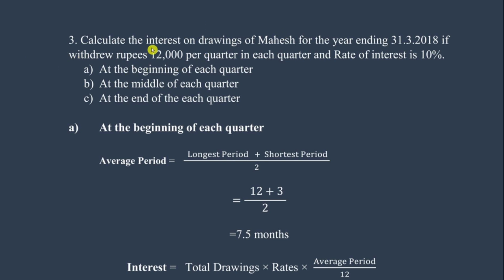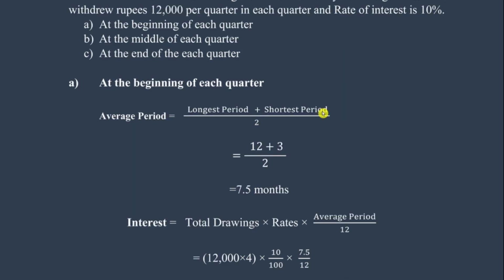So, okay, the question. Calculation of interest on drawings of Mahesh for the year ending 31st March 2018. If he withdraws rupees 12,000 per quarter, it's 12,000 for a quarter. In each quarter, the rate of interest is 10%. We need to calculate at the beginning of each quarter, at the middle of each quarter, and at the end of each quarter. So for the first scenario, we'll take this one, that is at the beginning of each quarter.